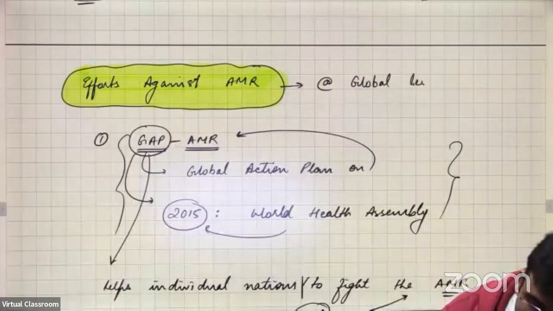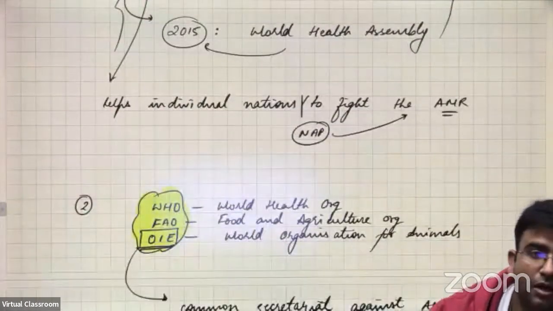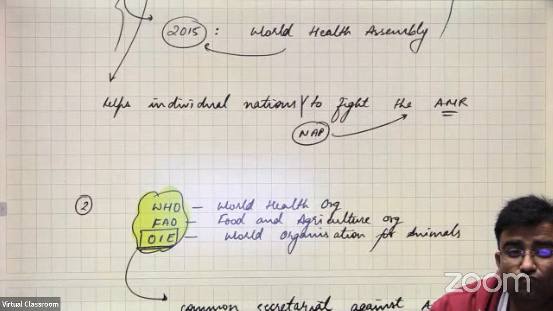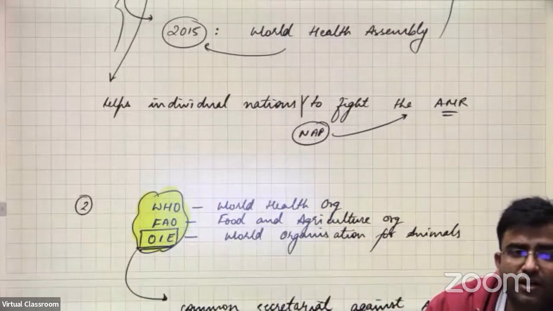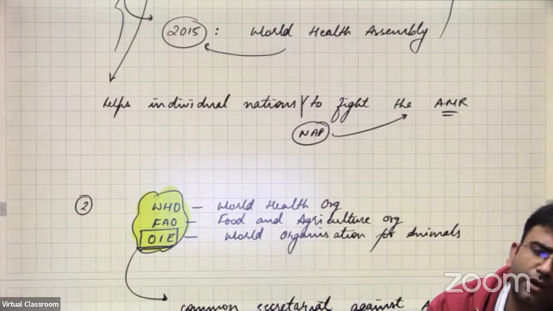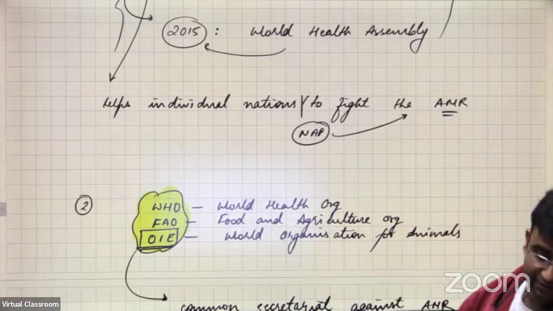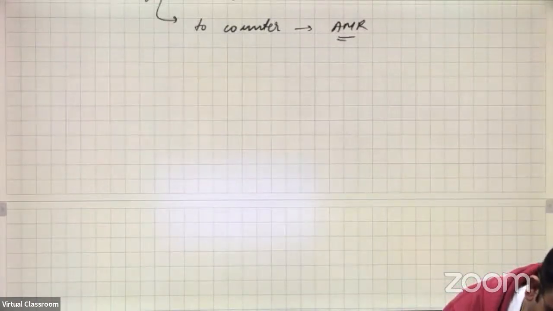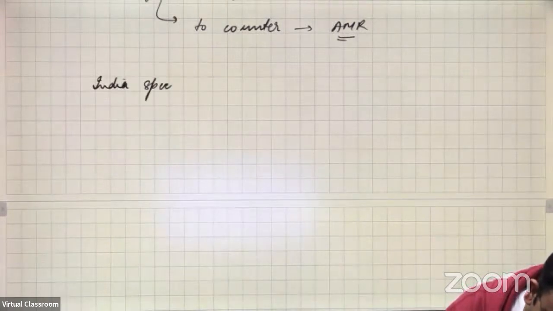Now let's talk about India. WOW was started by the global consortium against antimicrobial resistance that consists of multiple agencies. One agency did not start it. Now let's look into India specific efforts.